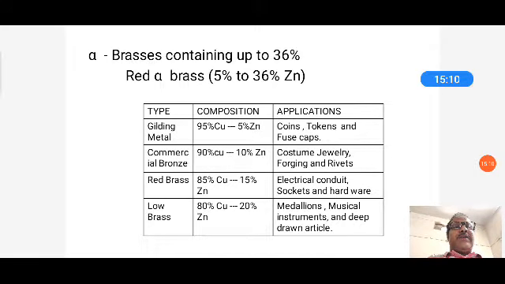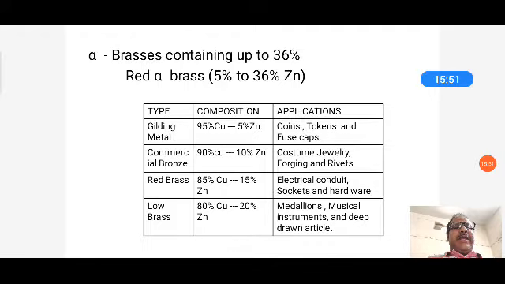The next one is 90% copper, 10% zinc. This is known as commercial bronze. The commercial bronze is used in custom jewelry, forgings, and rivets. And 85% copper and 15% zinc is known as red brass. The red brasses are used in applications like electrical conduits, sockets, and hardware equipment.